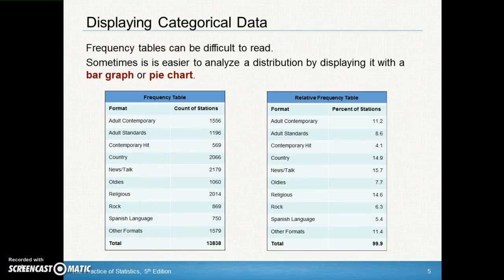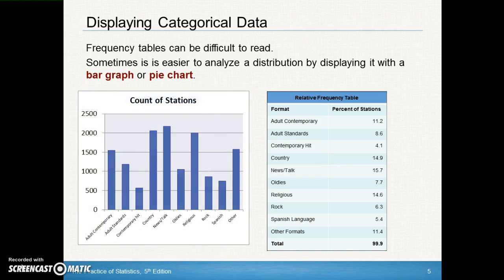So frequency tables are great, but they can sometimes be difficult to read and difficult to really get information from. So sometimes it's easier to analyze a distribution by displaying it with a bar graph or a pie chart, both of which you've seen before. So let's start by talking about bar graphs. Bar graphs represent each category as a bar. Notice the categories are listed on the x-axis. The bar heights show the category counts, or we could also use the percents.